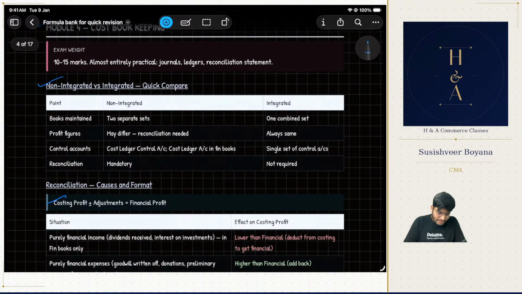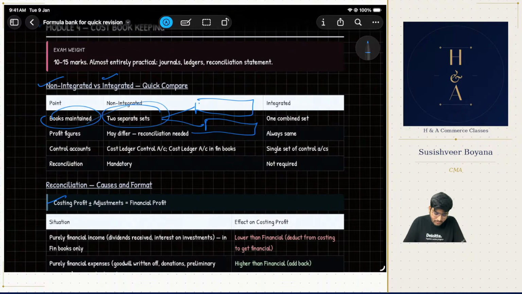Integrated and non-integrated: understand, books are maintained in two separate sets. Why? The production team and costing team prepare their cost books, and the CAs or the finance team prepare their financial reports. They don't include the items which the other party does. For example, do you think the production team or the costing team are going to include interest on capital? It is nowhere related to costing. They will not have it. Similarly, there are aspects which the finance team is not going to include.